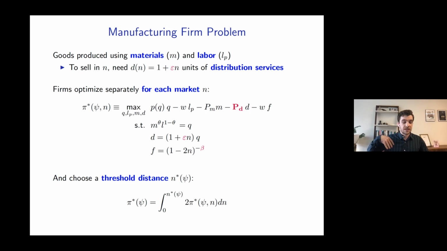Now, in the end, this problem is very simple to solve because we can solve for the threshold distance, which is the furthest market to which a firm is going to sell, based on where its profits are basically going to be 0. N star is the longest distance to which a firm with productivity or quality C sells. Its total profits are simply the integral from 0 to N star of its profits in every market. So that's the overview of the firm problem.